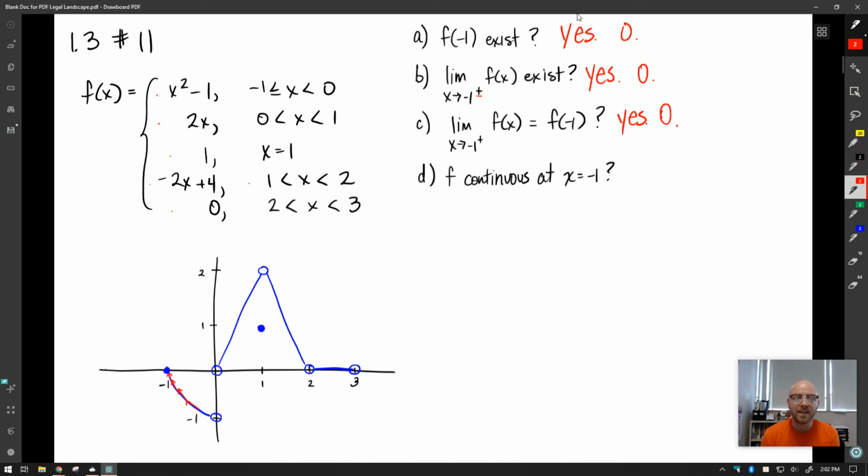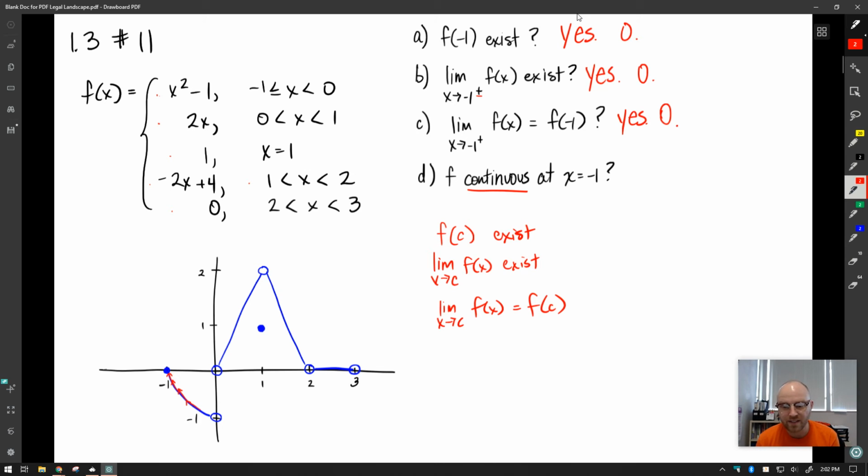Finally, part D. Is f continuous at x equals -1? So continuity is a well-defined word. It's not something we just kind of casually throw around to describe a point or a function. Continuity requires 3 pieces. We need, part A, f of c to exist. Part B, we need the limit as x approaches c of the function to exist. And part C, we need those 2 things to be equal. So the limit as x approaches c needs to be equal to f of c.